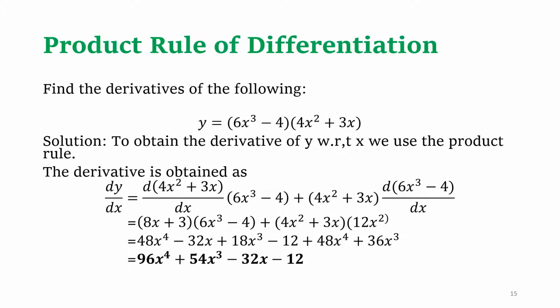Plus, now we have 4x to the power 2 plus 3x, which is the second term. Now let us find the derivative of the first term. What do we do here? We take 3 times 6, which is 18. Oh man, 3 times 6 is 18, right? So 18x to the power 2, not 12, okay?